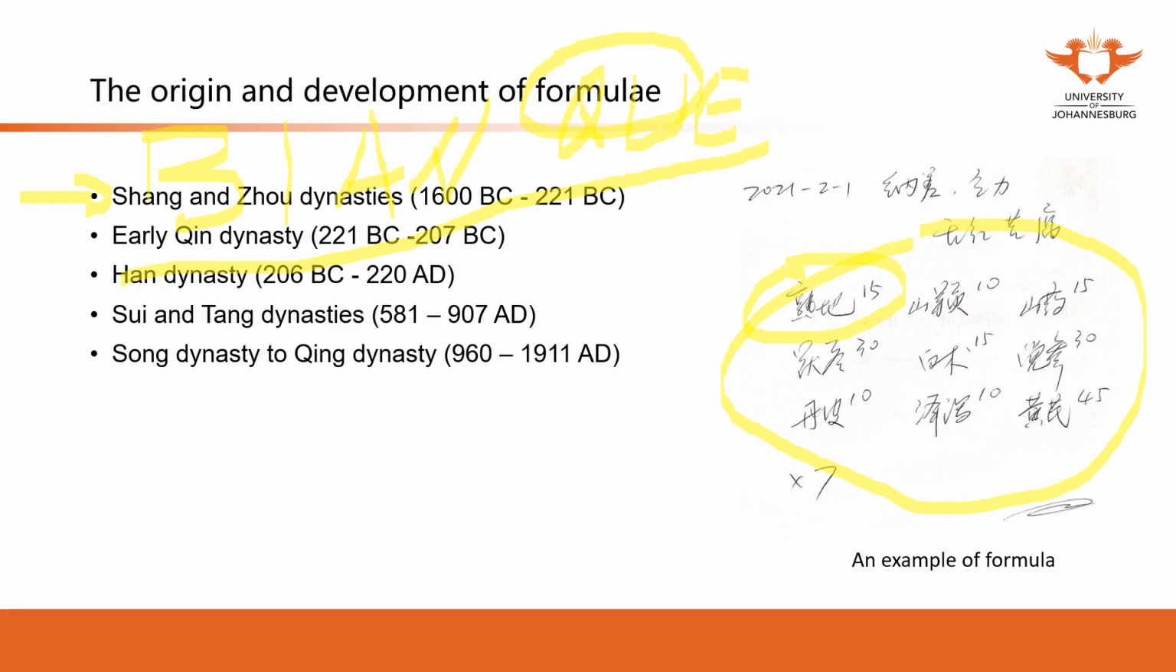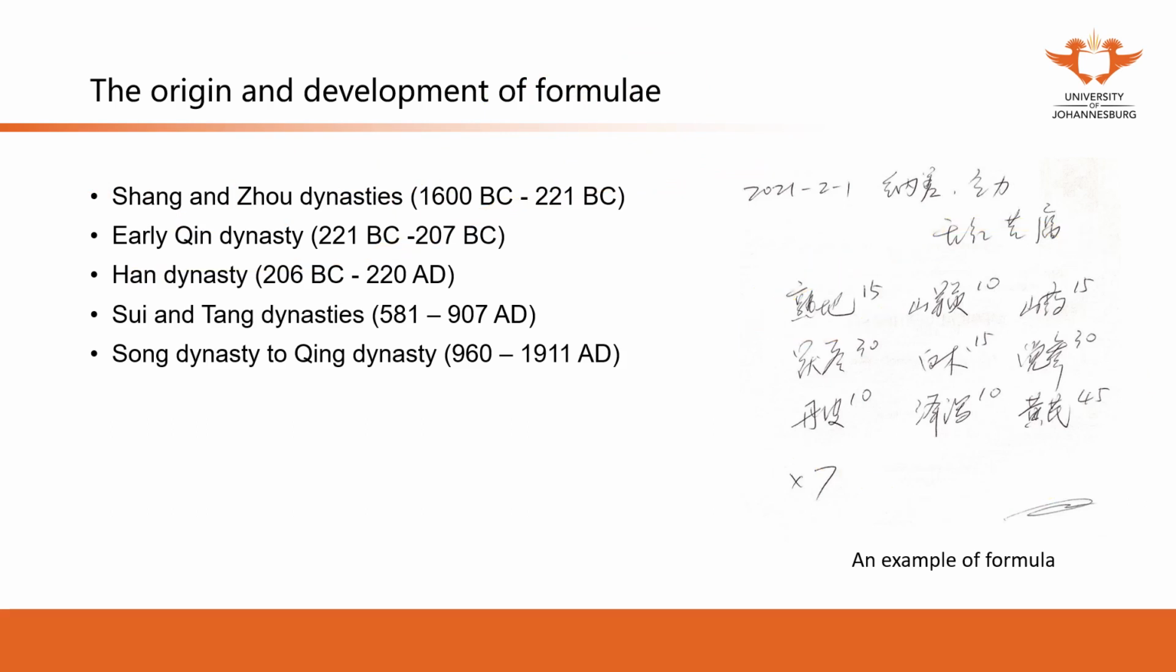In the next stage, early Qin or pre-Qin dynasty, this dynasty is actually a little bit earlier than 221 BC. The Qin dynasty was from 221 BC to 207 BC. When we say pre-Qin dynasty, pre-Qin means earlier than Qin. So we are actually talking about 400 BC to 207 BC.